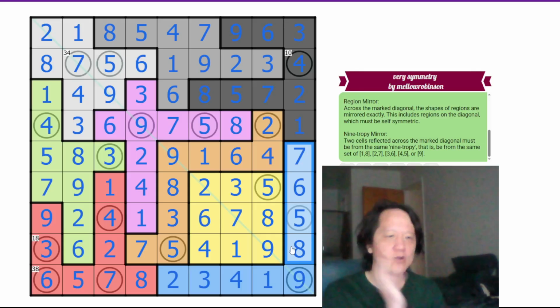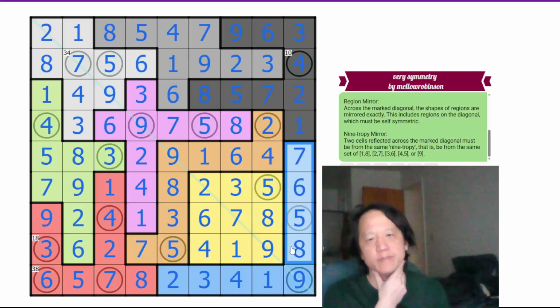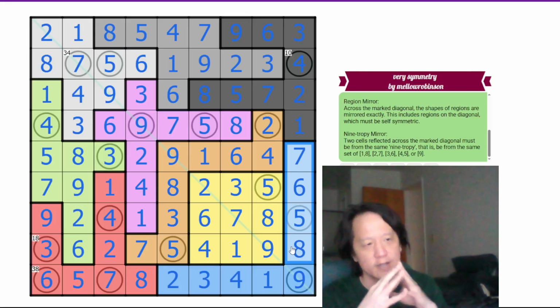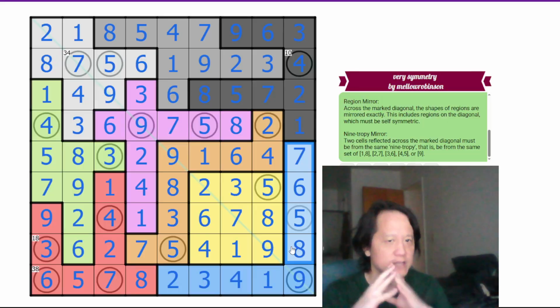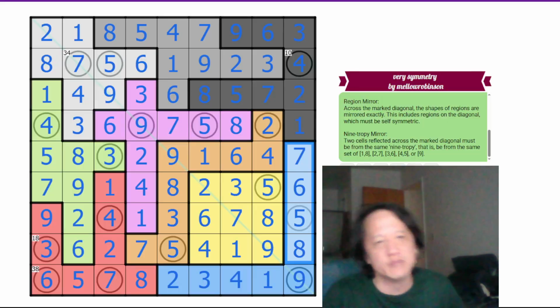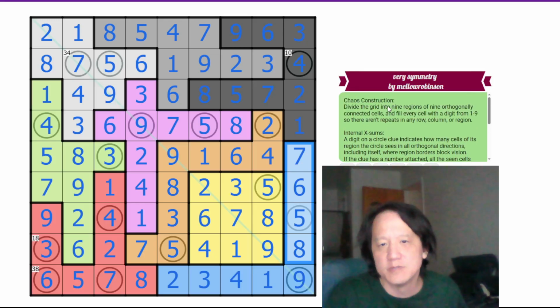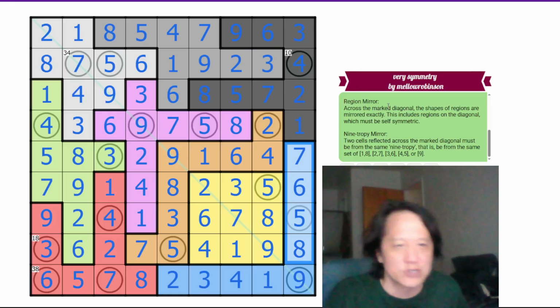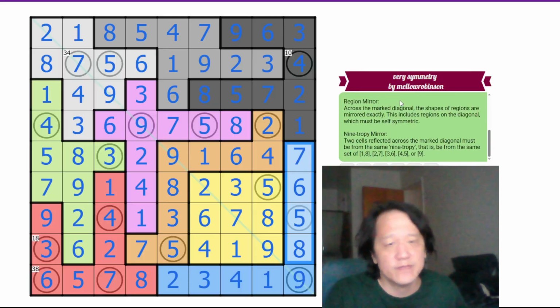The mirrored regions plus the entropy mirror plus the circles all being given at the start, which means it's a negative constraint. It makes it very interesting how it restricts things. Very cool. Very interesting chaos construction rule set there.